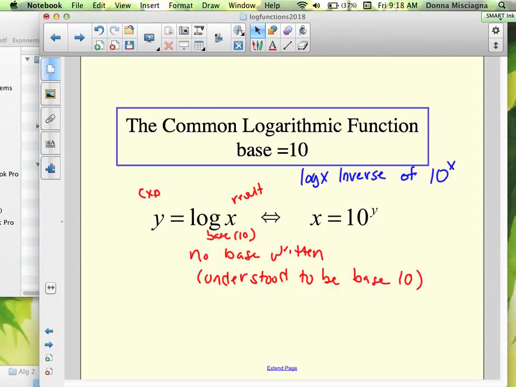All right, so common logarithm, base 10. When you see no base written, it's understood to be base 10. That's the main thing you have to remember, and that this particular log is one of the few that are in your calculator.